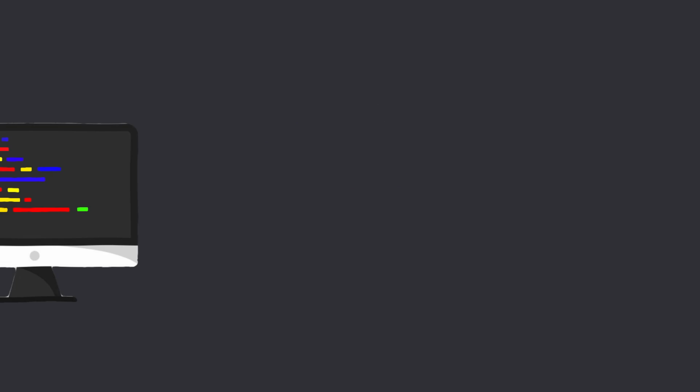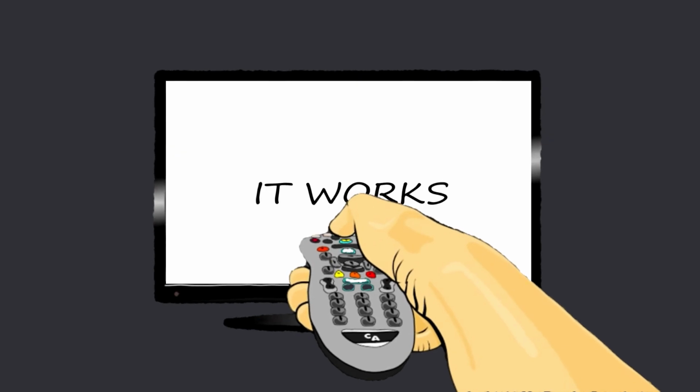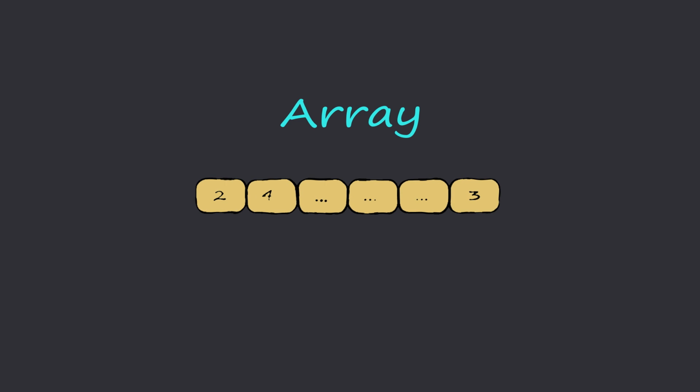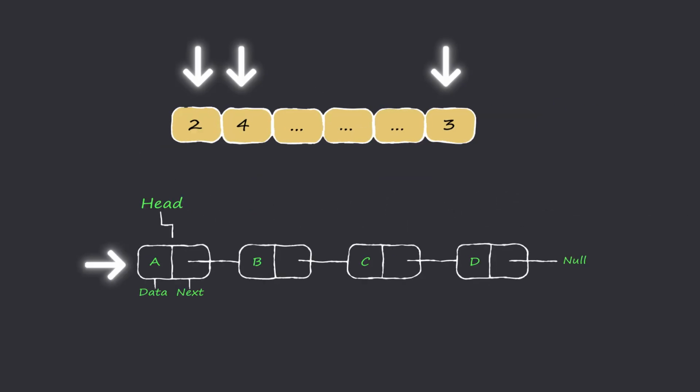Abstraction encoding means simplifying things. It's like using a TV remote. You press a button and it works, but you don't need to know how it actually works inside. In programming, you hide complicated stuff in the details like arrays or linked lists, making it easier to manage. You use only what you need.